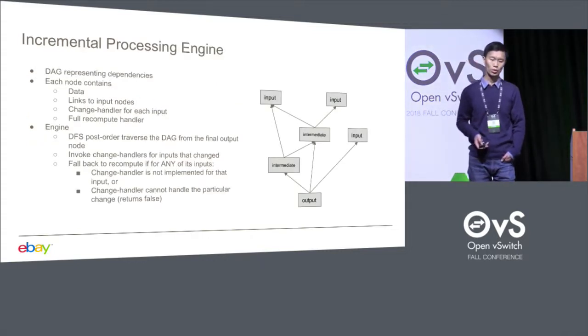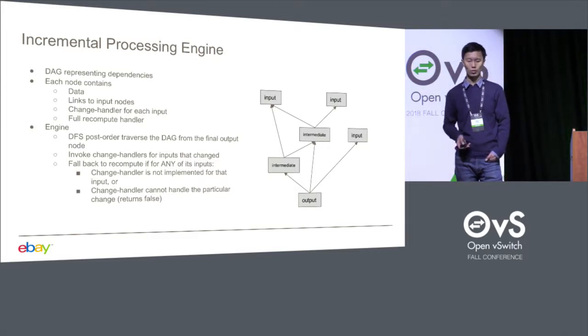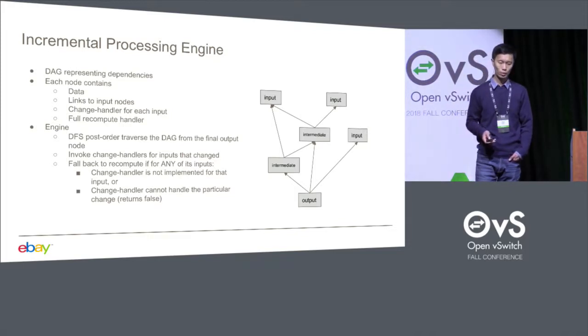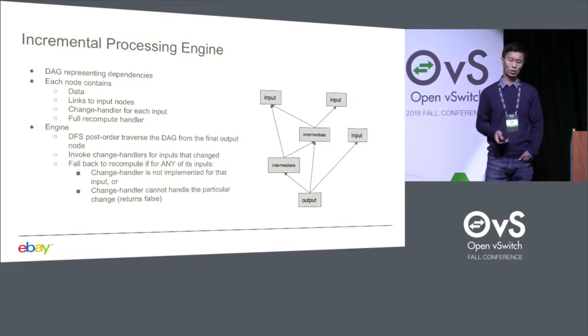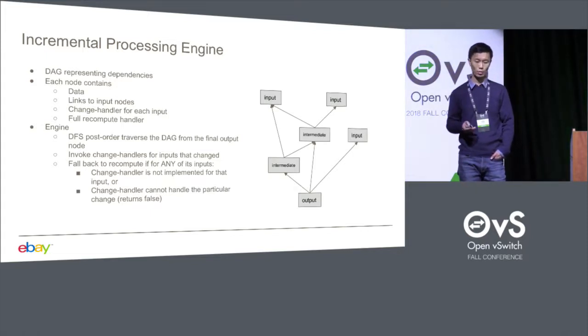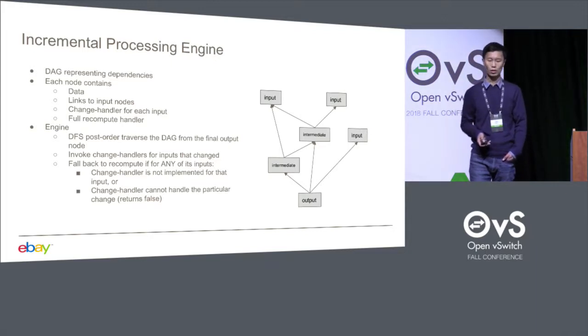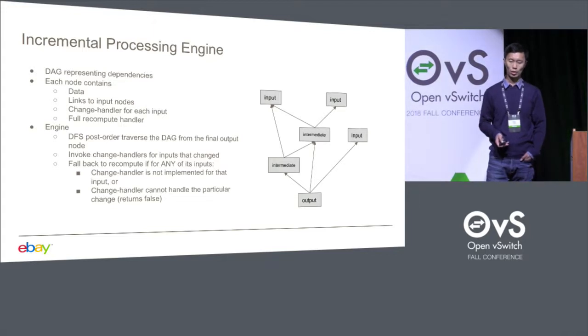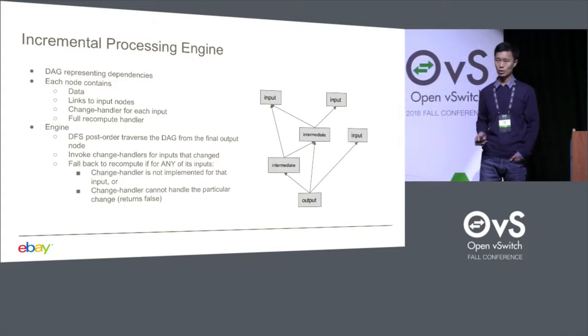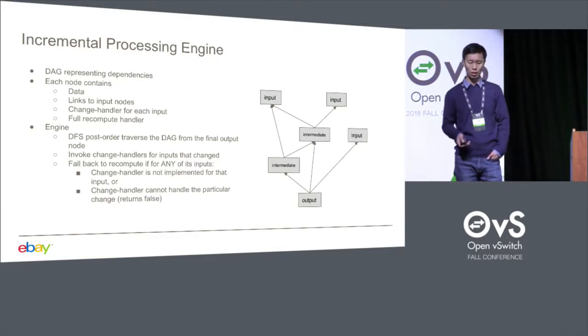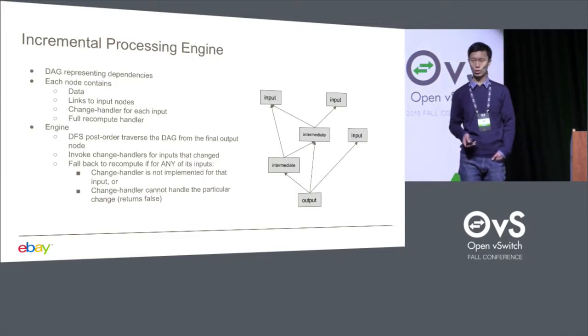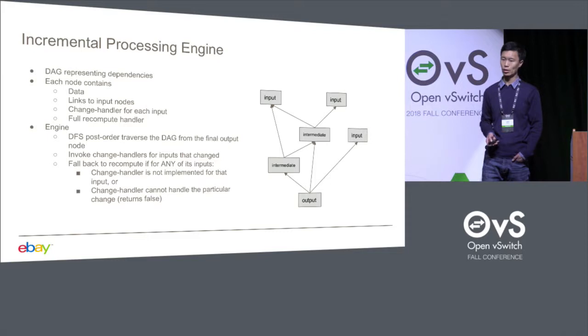To solve this problem, we introduced incremental processing. Before going to the implementation logic, we first introduced the incremental processing engine, a generic framework, so that we can capture the model and handle the problem in a structured way. That can help the maintenance of the code instead of introducing a lot of unreasonable complexity, because there are too many inputs to be considered when calculating the flow. The idea here is a DAG, a directed acyclic graph, representing the dependencies.